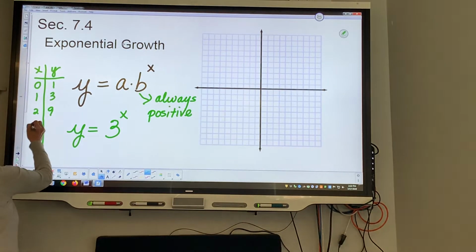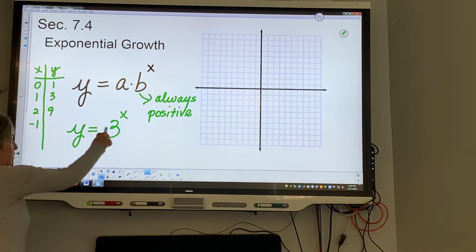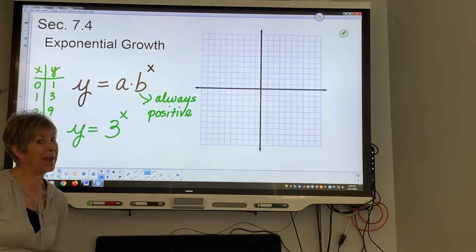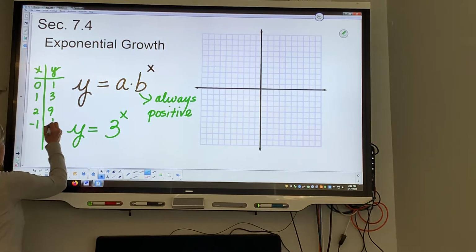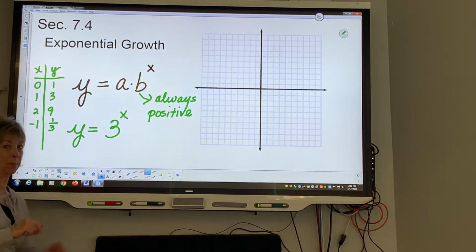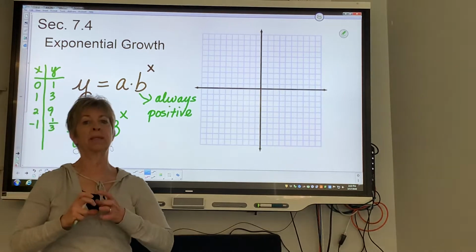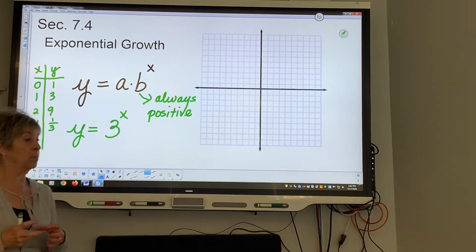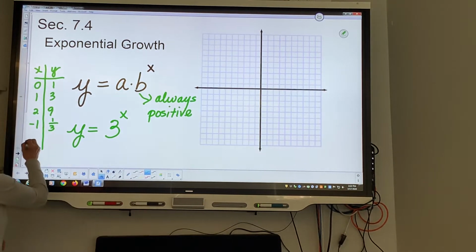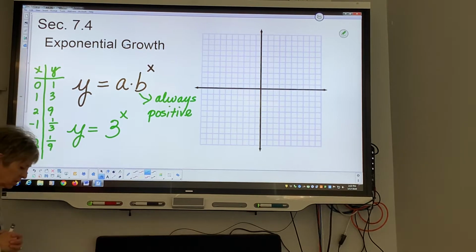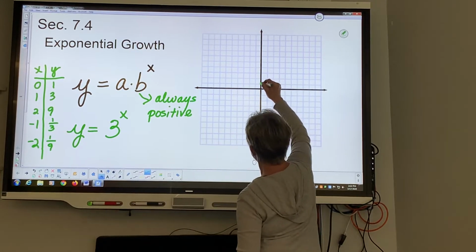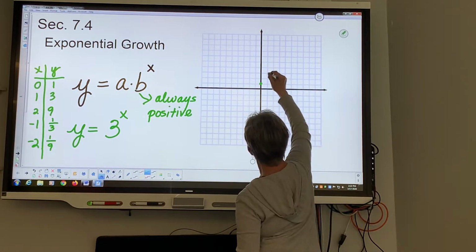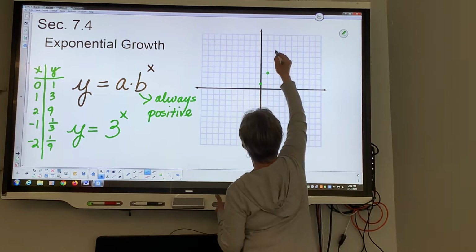So what happens if I go into the negatives? What's 3 to the negative 1? You haven't forgotten already, have you guys? 3 to the negative 1 is 1 over 3. Remember, a negative exponent makes something the reciprocal of what it would be if it was positive. So if x was negative 2, it would be 1/9. So let's go ahead and graph that. It's going to go through (0, 1), (1, 3), (2, 9).